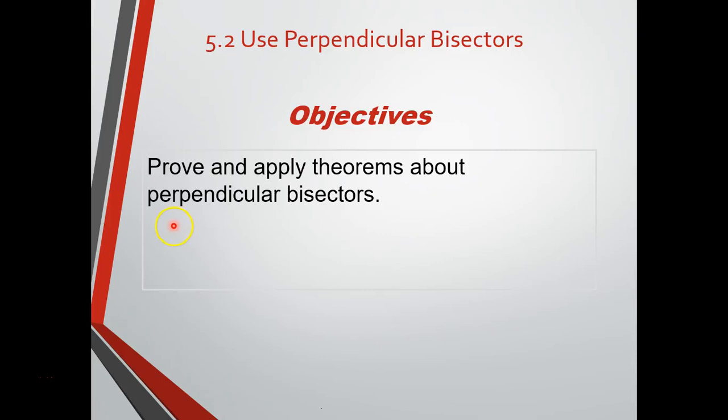Hey geometry class, this is going to be our lesson on 5.2, use perpendicular bisectors. And this is what we're going to be doing. We're going to be proving and applying theorems about perpendicular bisectors, mainly the applying portion of this with the exercises that we have in this section. Not very many things that we're going to be doing any proofs on. So let's move on.